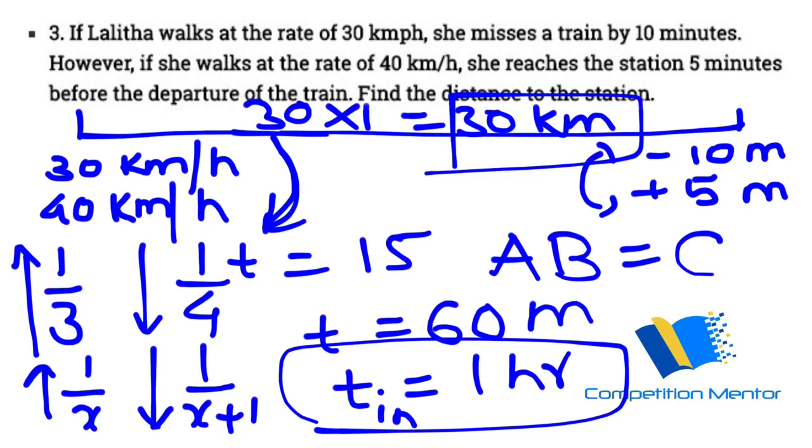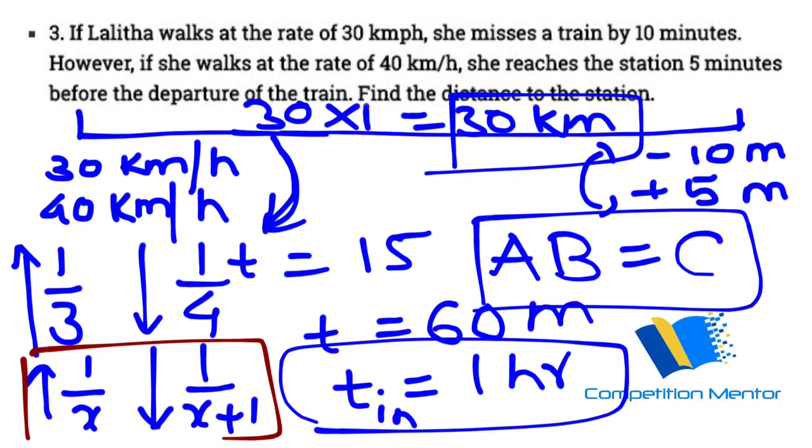Just remember, whenever this happens, a 1 by x increase in one will result in a 1 by x plus 1 decrease in the other, and vice versa. Whatever is increasing and whatever is decreasing, just keep that in mind and keep identifying AB equals C, because this will become very easy for you to use in a lot of places where such questions are asked, right? A 1 by x increase will result in a 1 by x plus 1 decrease, and I have shown you how you can solve this question here. Thank you.